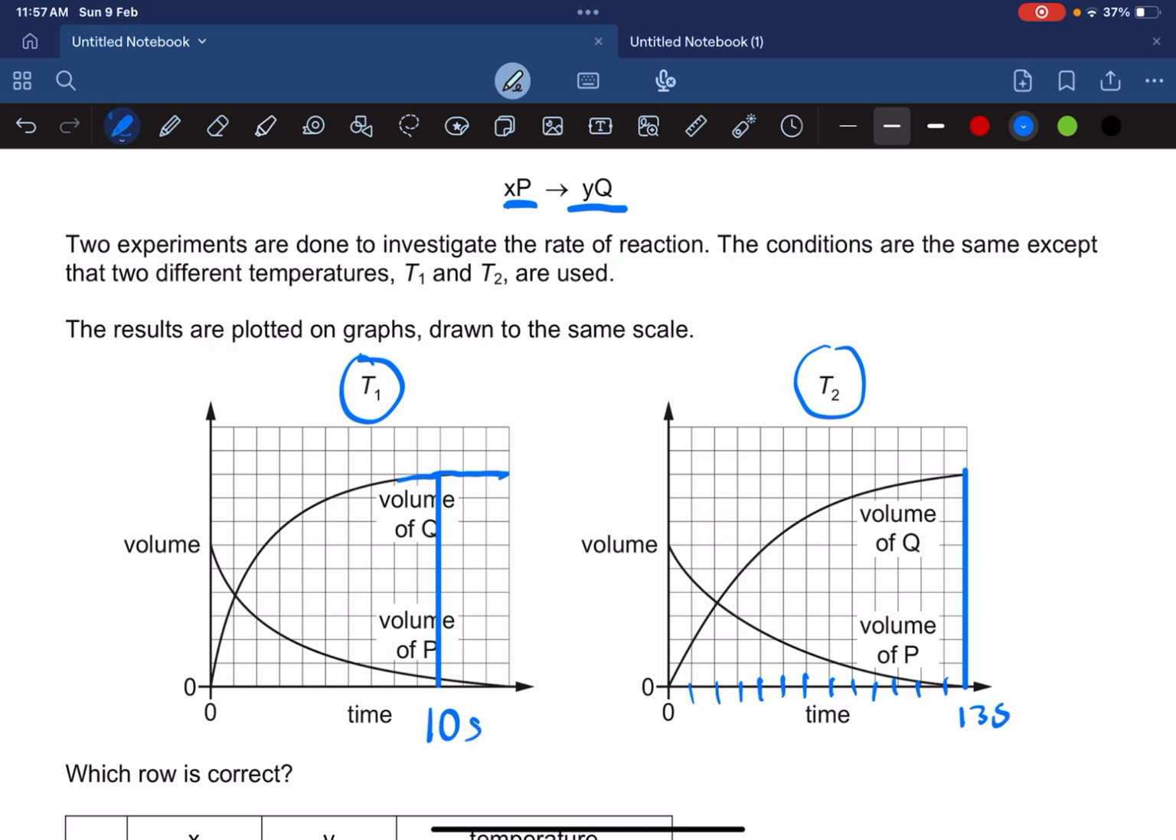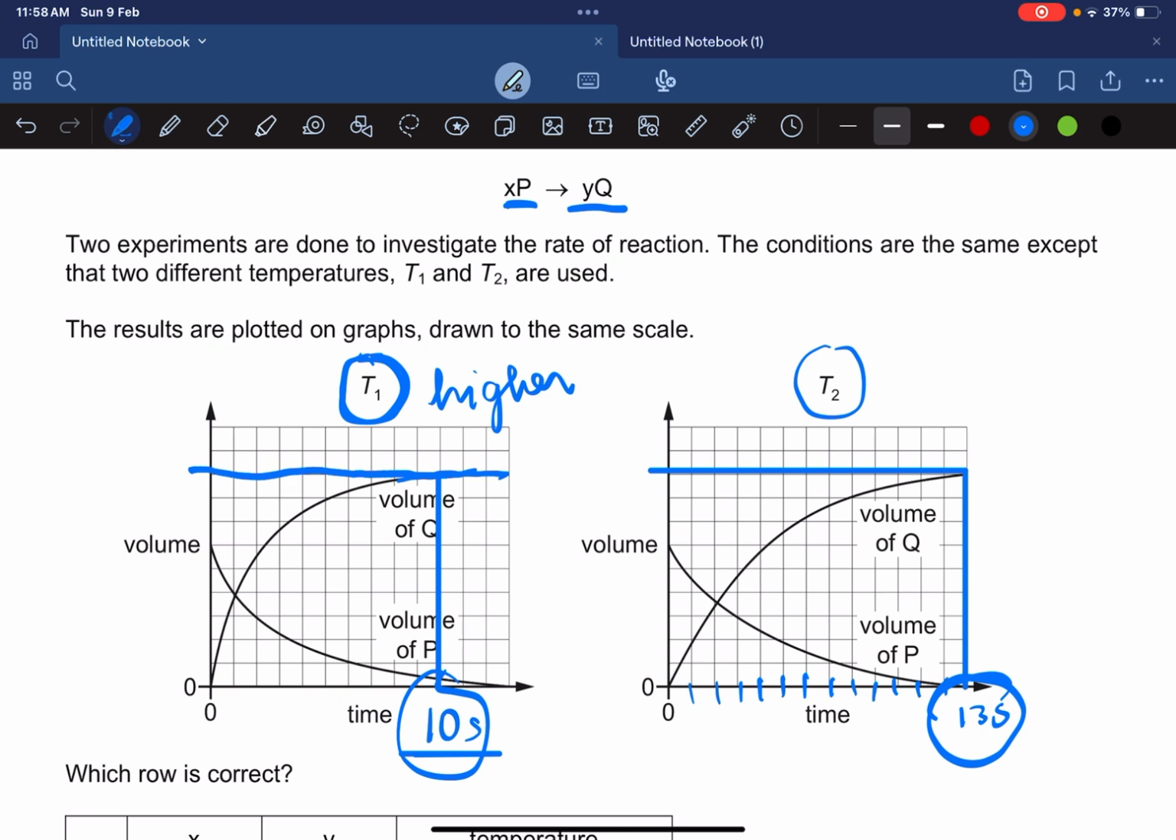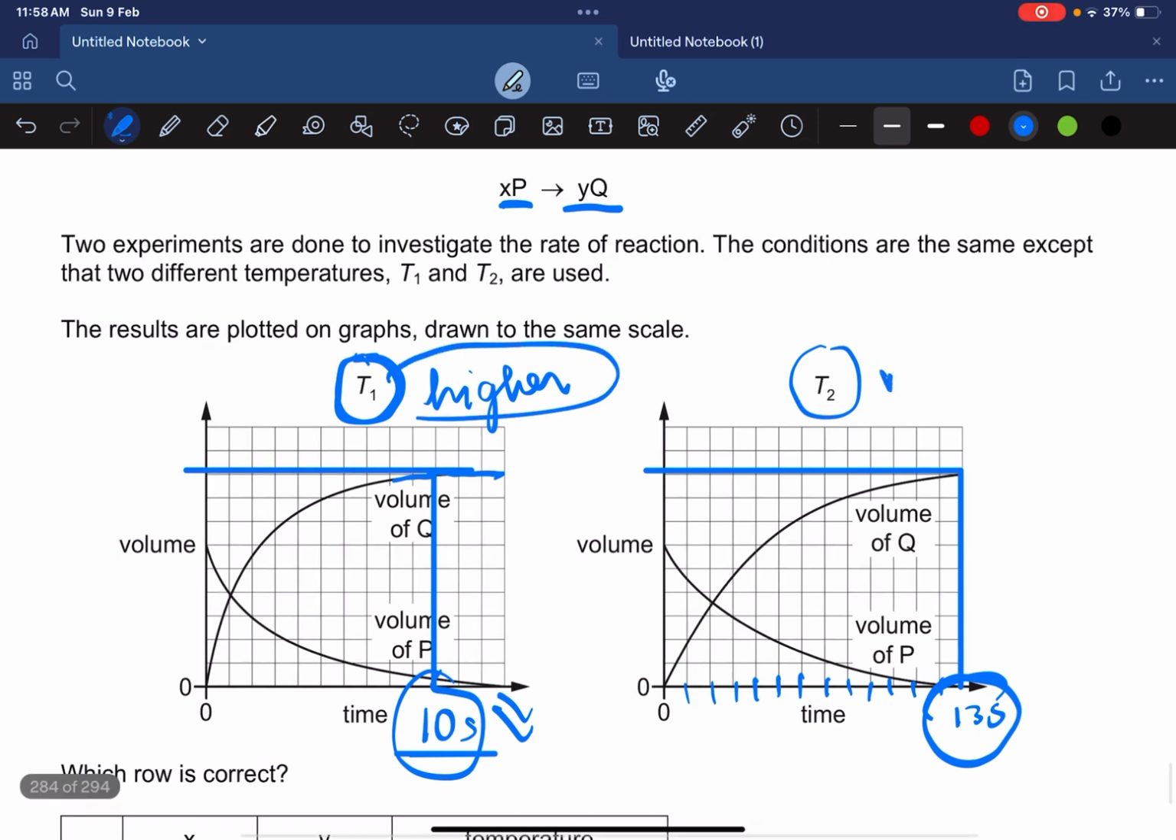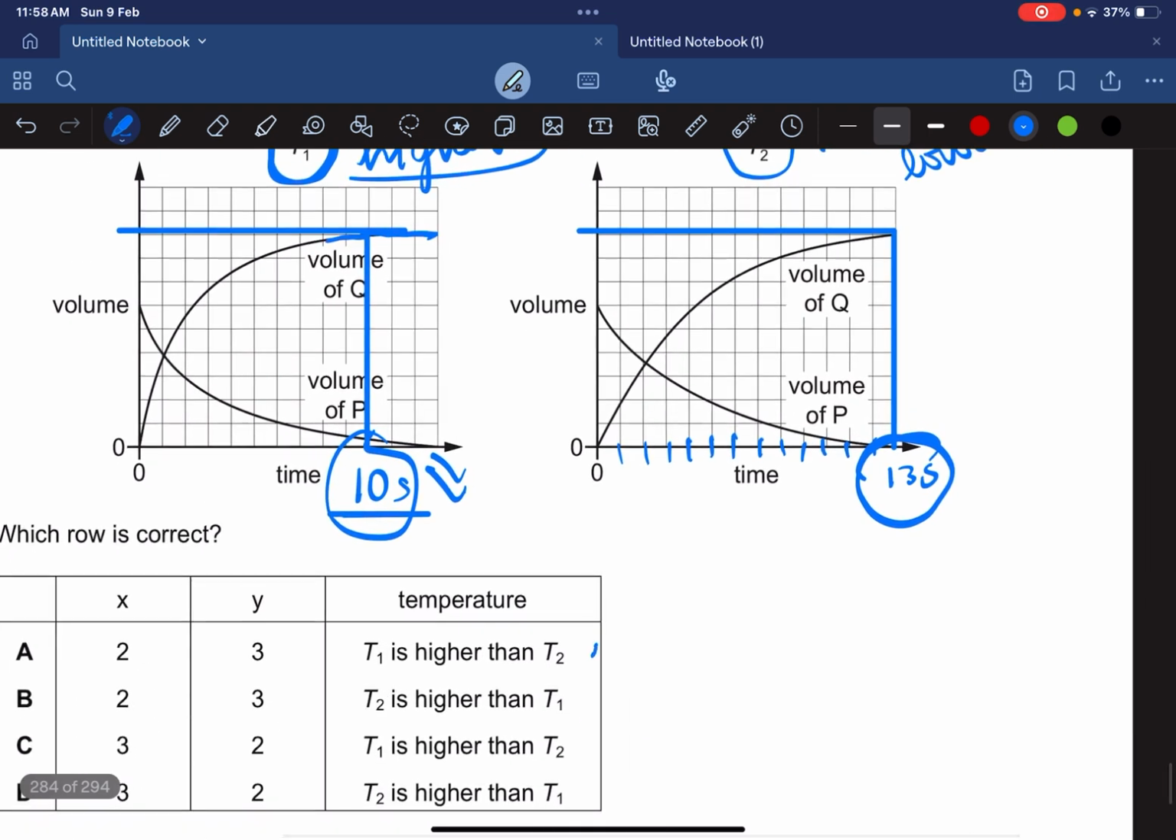So what do you think? Which temperature is lower and which is higher? Obviously temperature 1 is going to be higher because the reaction is completing in less time. Over here the reaction takes more time for the same volume. The volume is exactly the same, but the time is different. This is taking less time, meaning this is at a higher temperature. The rate is faster for T1 and slower for T2, so T2 must be at a lower temperature. So we know that T1 is higher than T2.